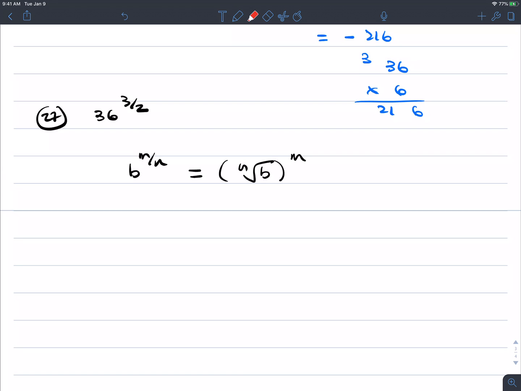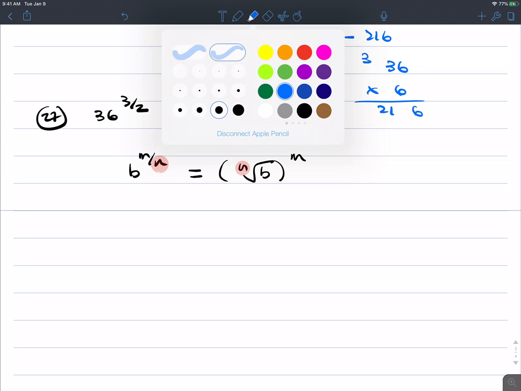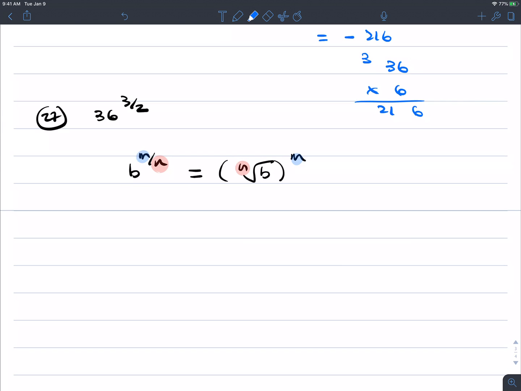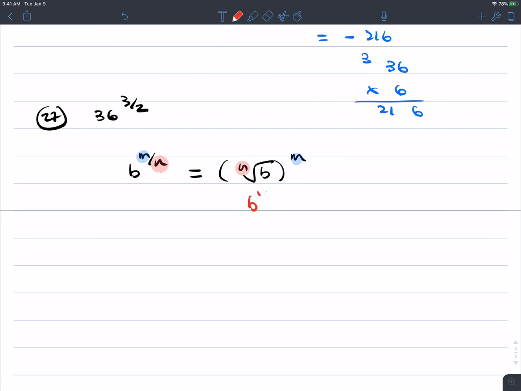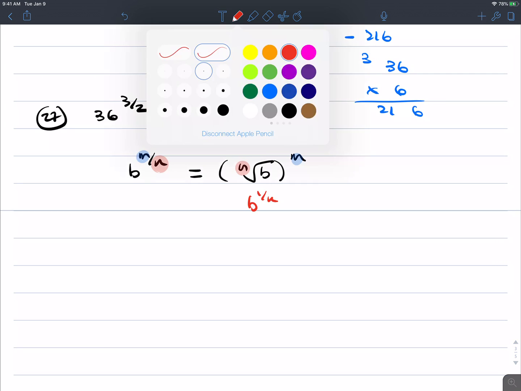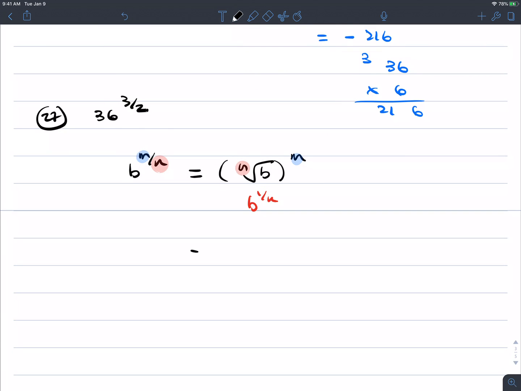So let's go back again. See, the n is still my index, but outside my parentheses, I have that m here because remember the properties that we talked about? Remember this was b to the 1 over n. So we worked on these properties the other day. b to the 1 over n to the mth power, you just multiply your powers. 1 over n times m will be m over n. So this is what we're using.